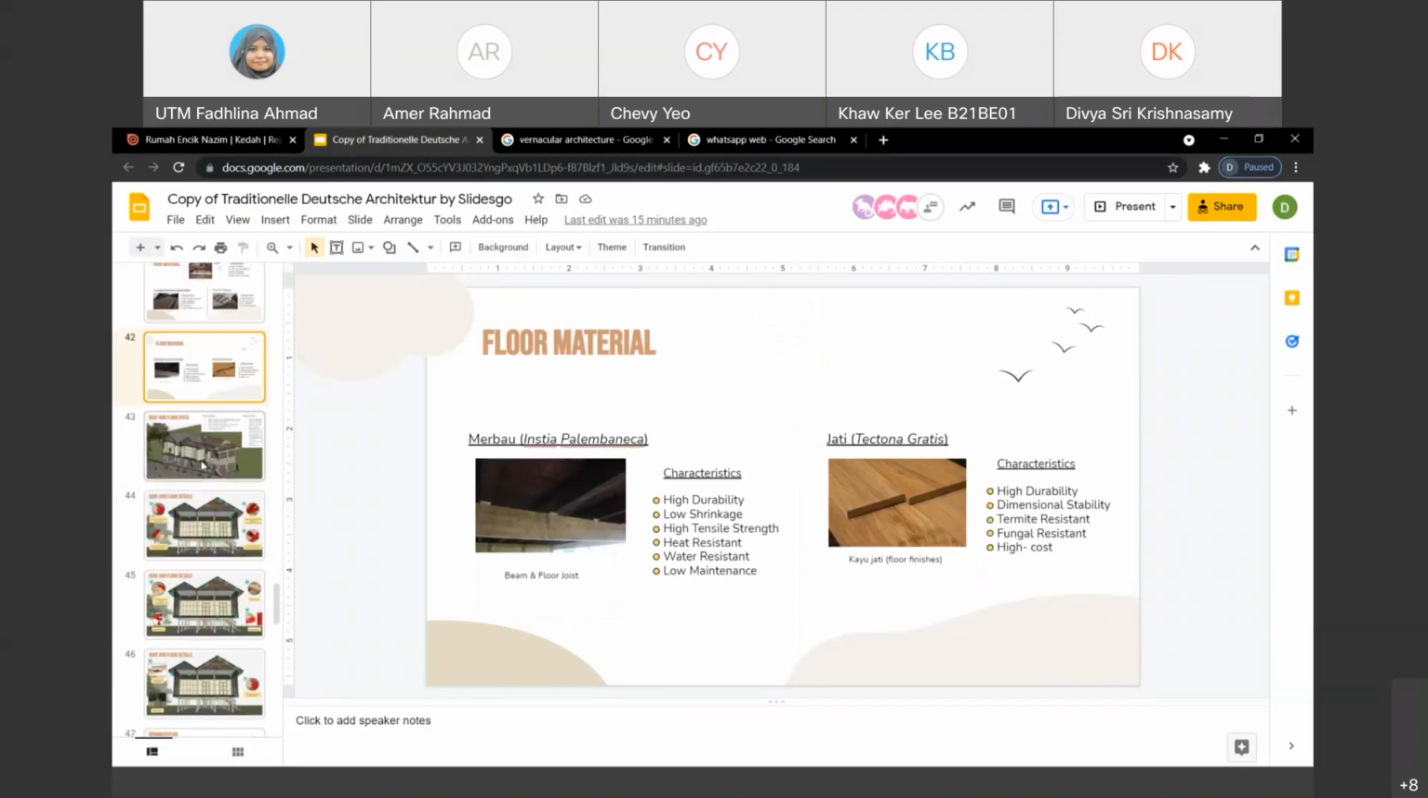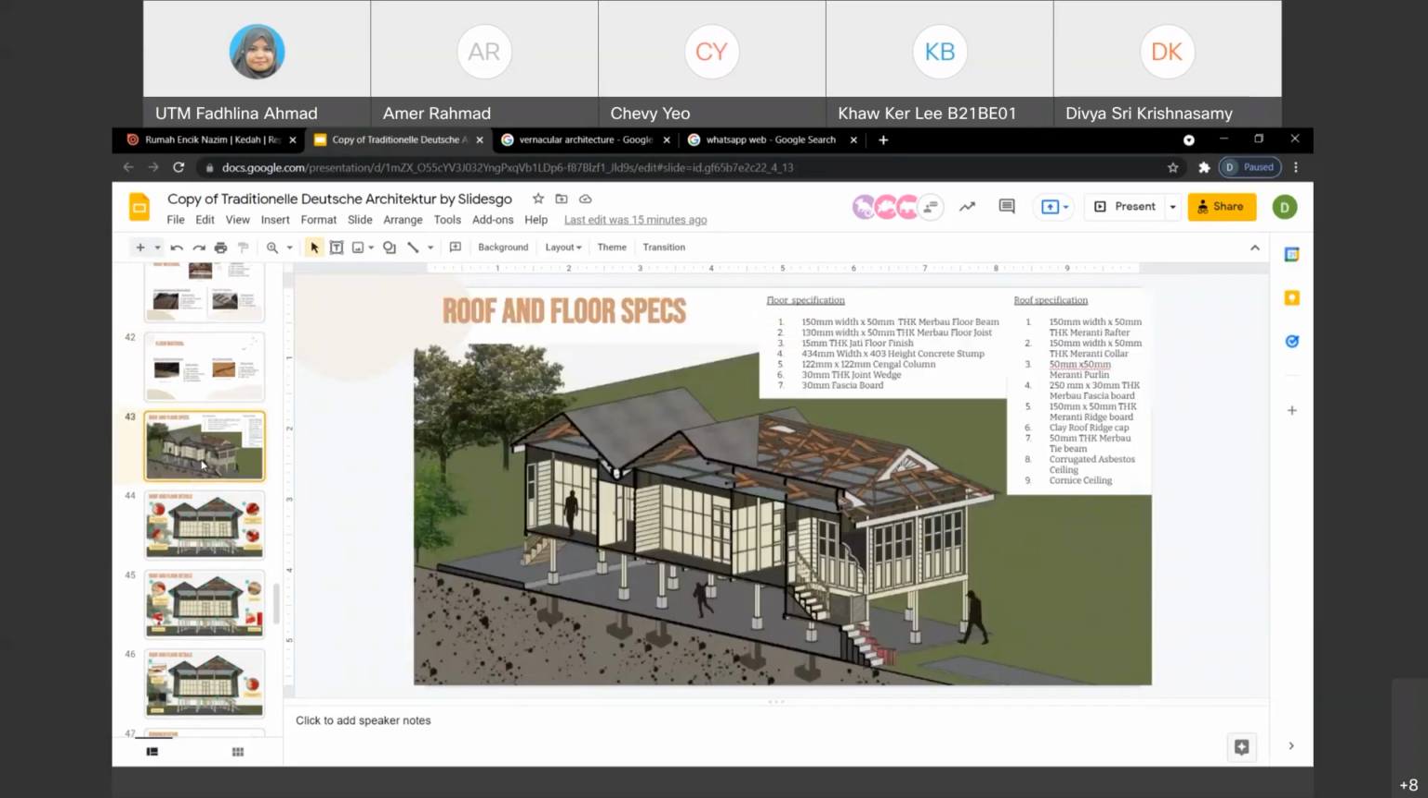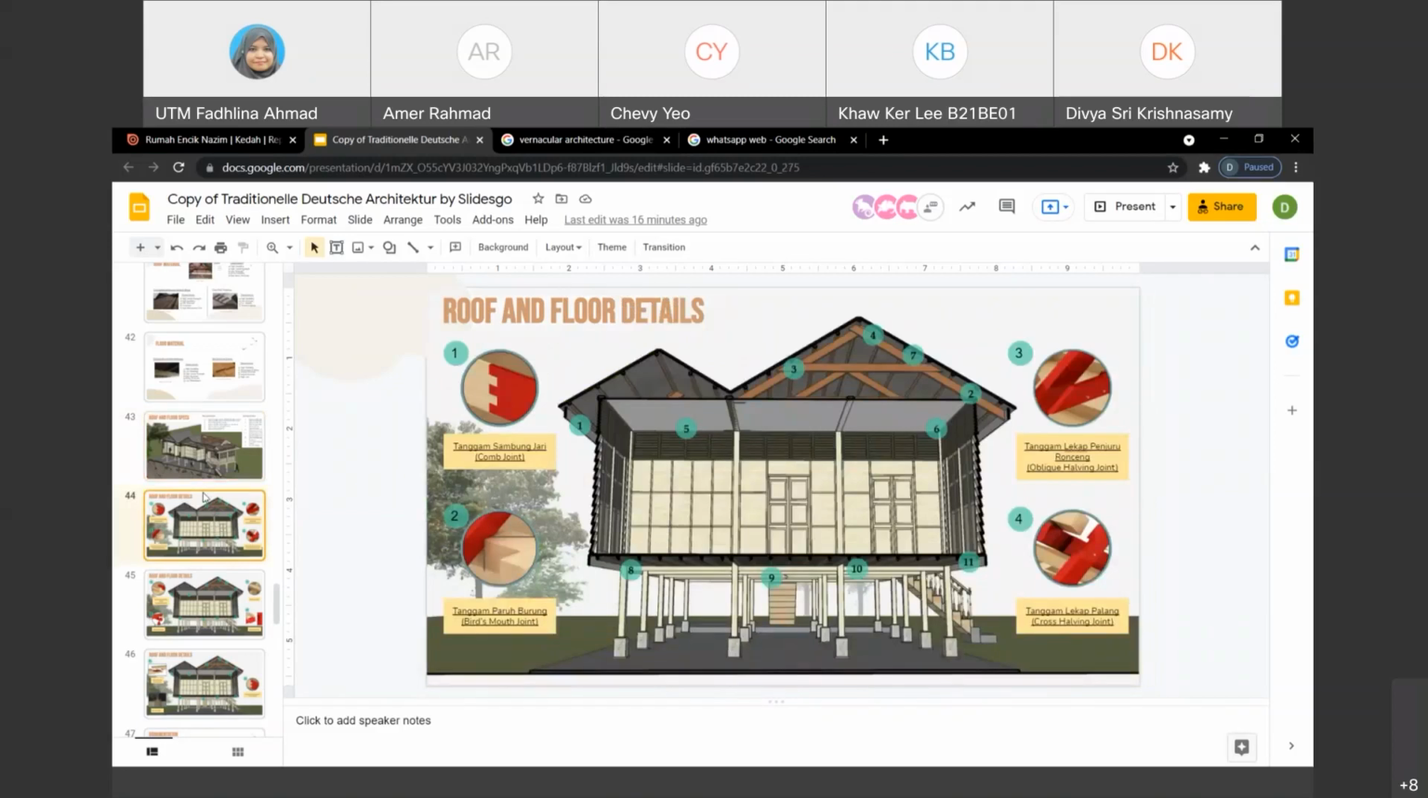For the floor beam and floor joists, they're using merbau. For the floor finish, they're using kayu jati. Next slide, please. So here's a bit of roof and floor specifications. Here, the floor specification from seven floor specs, with dimensions and materials used. And the roof also has meranti rafter, thick meranti kolam. Next slide, please. So here are the roof and floor details.